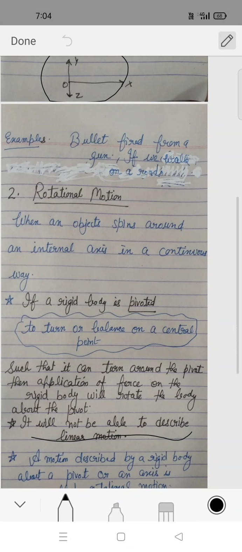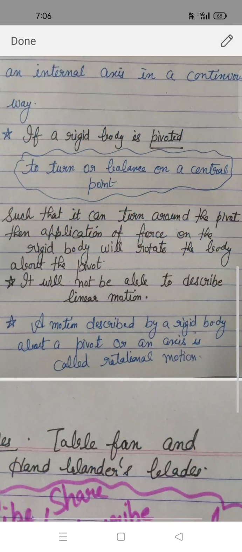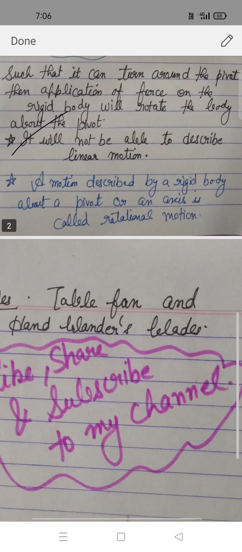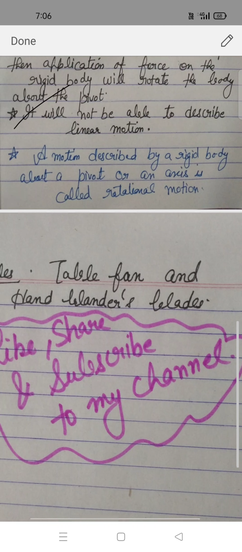It will not be able to describe linear motion. A motion described by a rigid body about a pivot or an axis is called rotational motion. Examples are a table fan and a hand blender's blades.